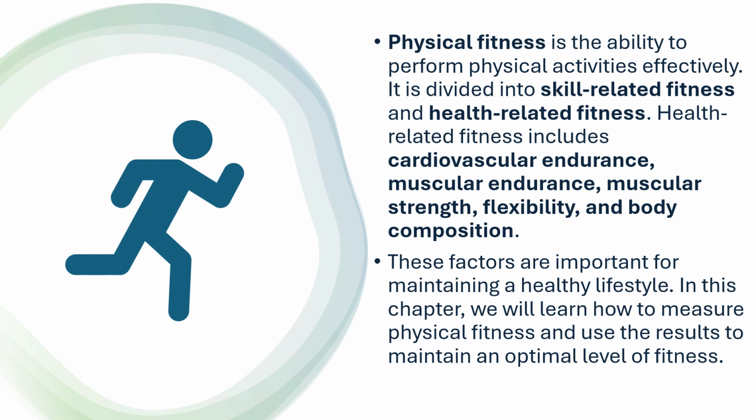Physical fitness is the ability to perform physical activities efficiently. It is divided into skill related fitness and health related fitness. Health-related fitness includes cardiovascular endurance, muscular strength, flexibility, and body composition. These factors are important for maintaining a healthy lifestyle. In this chapter, we will learn how to measure physical fitness and use the results to maintain an optimum level of fitness.